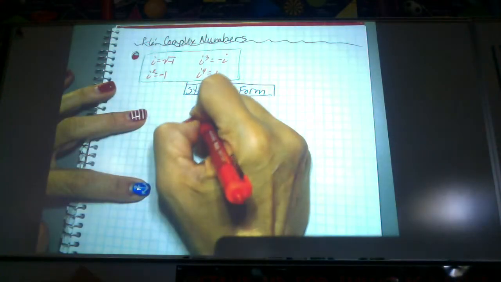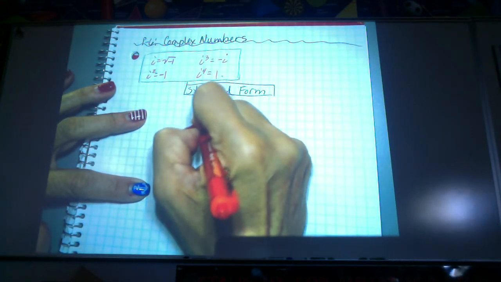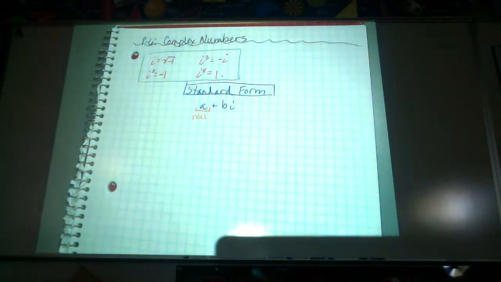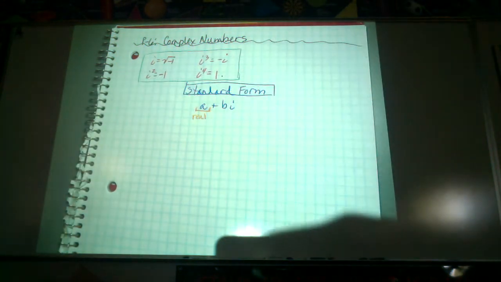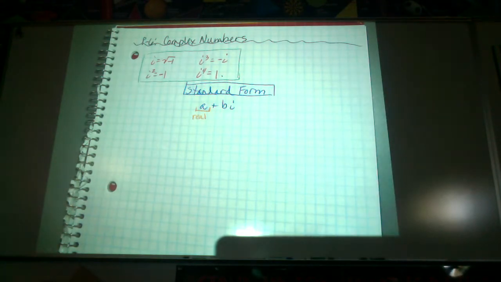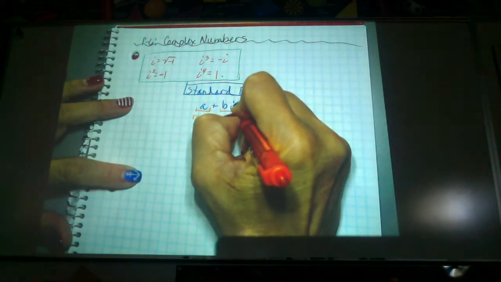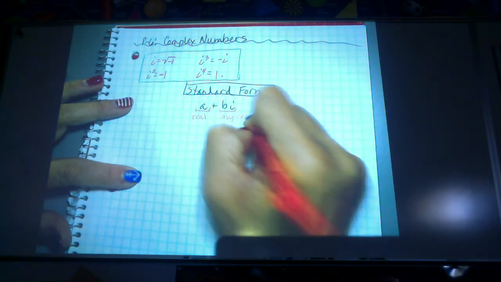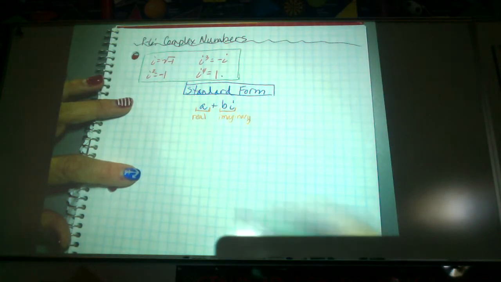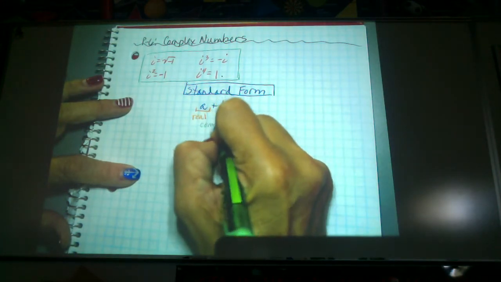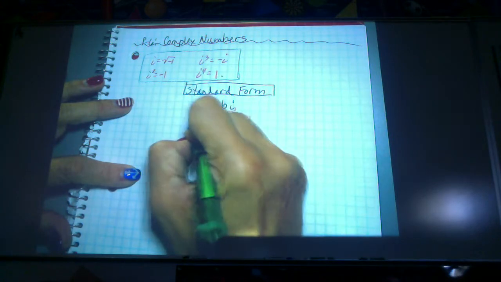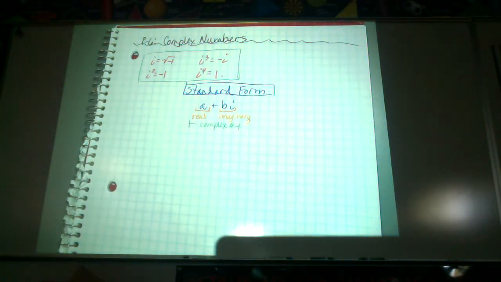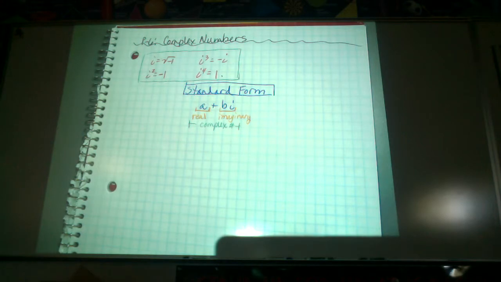The a is your real part of this complex number. And your bi is the imaginary part of that complex number, and the whole thing together, both parts together, form the complex number itself. So instead of just having a real number system, we now have the complex number system, which is broken into a real part and an imaginary part. Together they make that complex number.